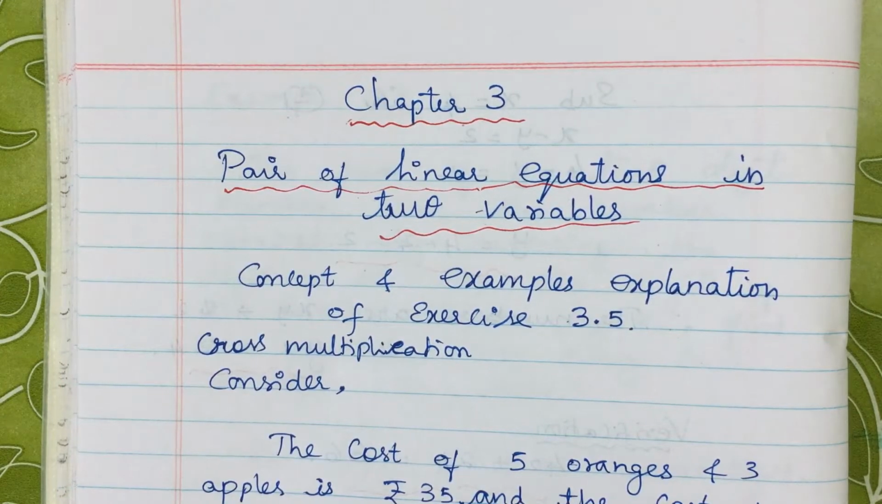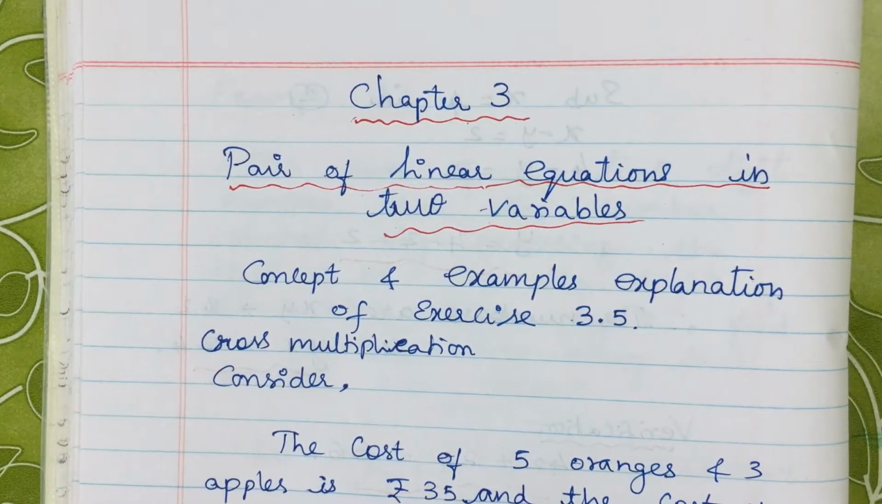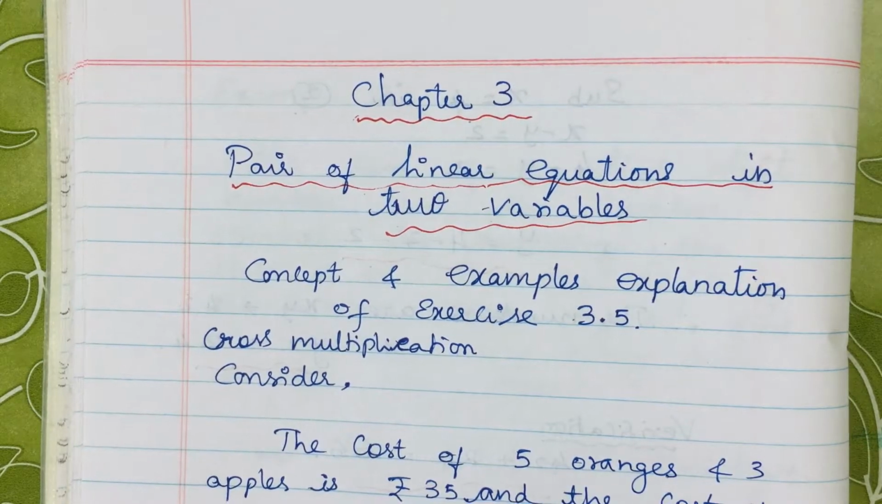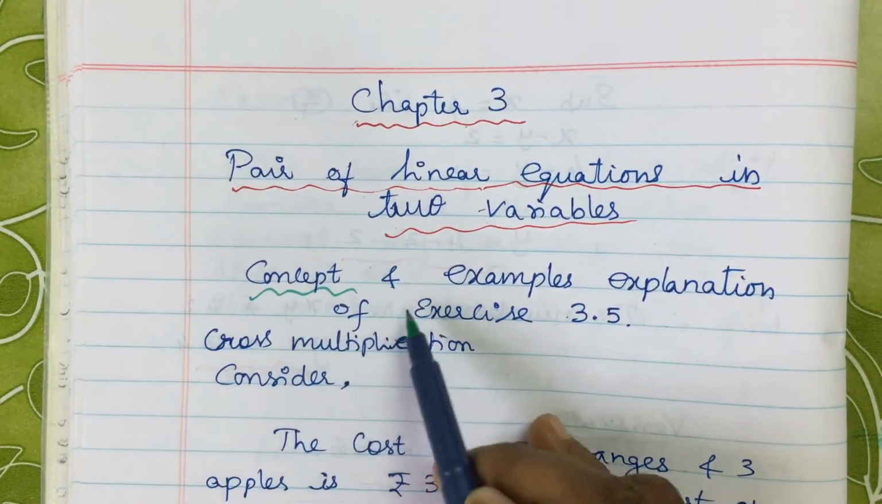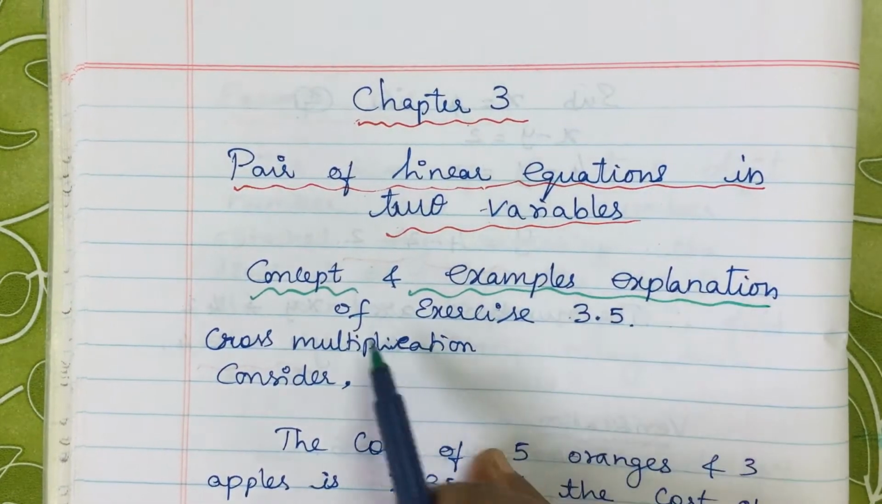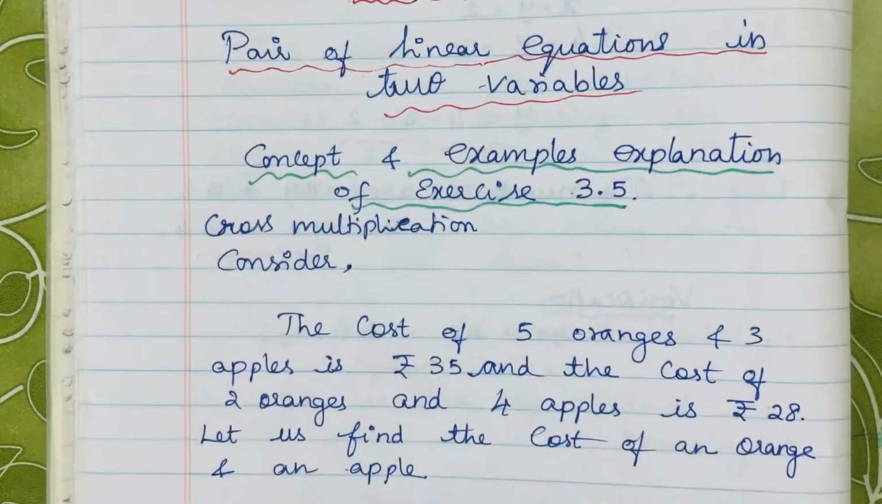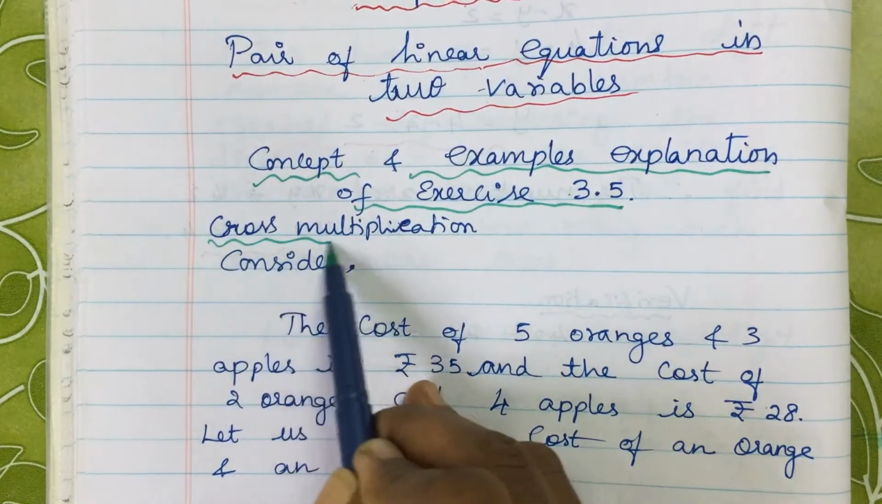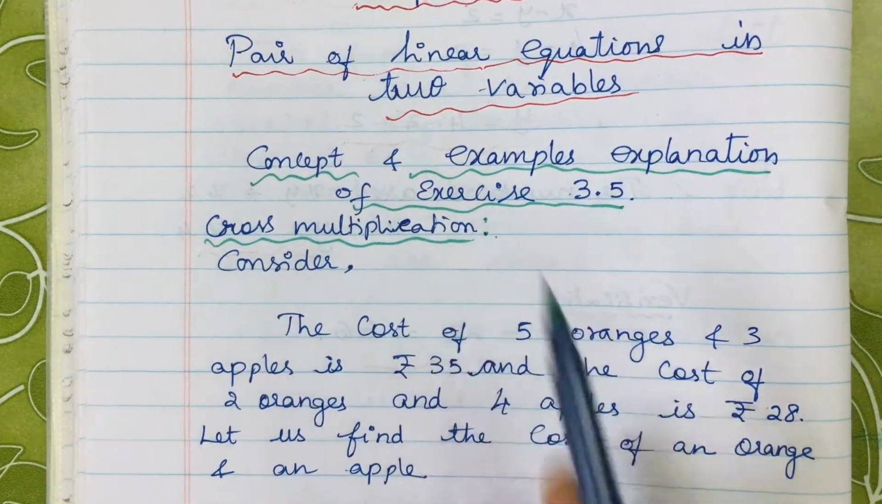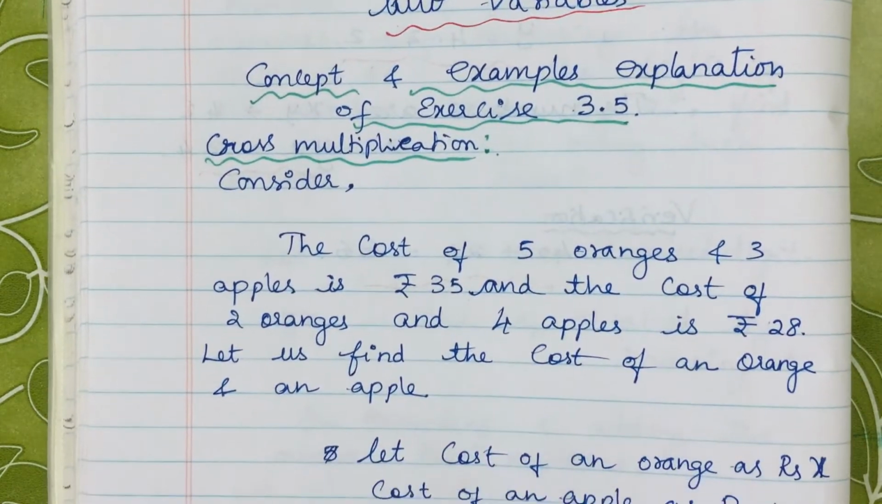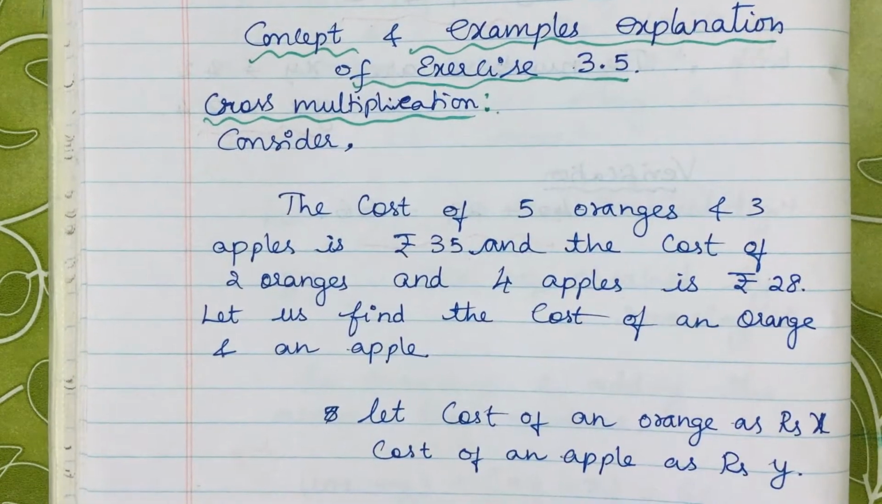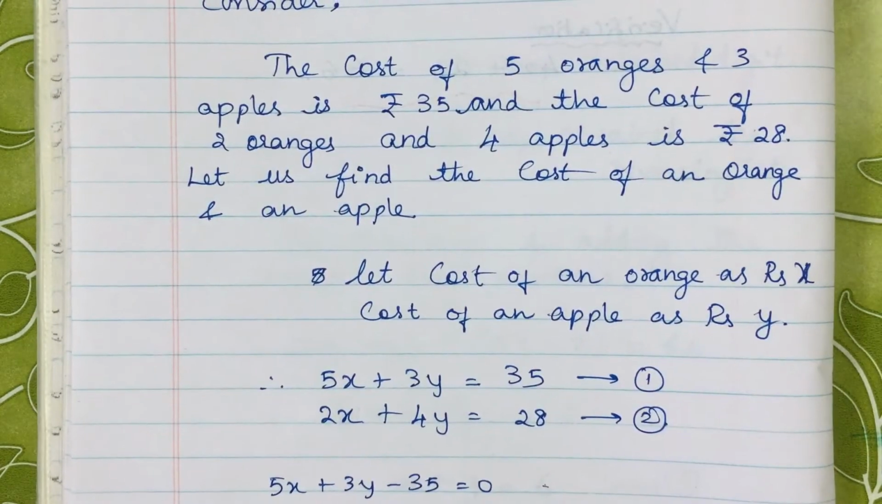Today we are going to see again chapter 3, pair of linear equations in two variables, the concept and examples explanation for exercise 3.5. The subtopic in this exercise is cross multiplication. Right? It's a method used to solve given pair of linear equations. So here we are considering the problem.